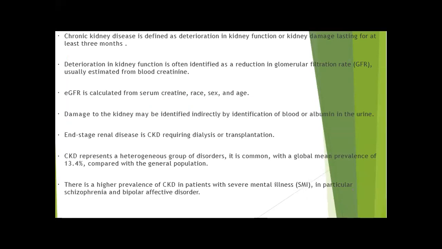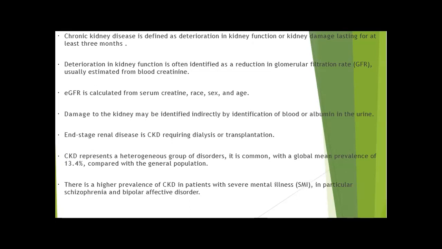Chronic kidney disease is defined as a deterioration in the kidney function or kidney damage lasting for at least 3 months. Deterioration in kidney function is often identified as a reduction of GFR, usually estimated from blood creatinine. eGFR is calculated from serum creatinine, race, sex, and age. Damage to the kidney may be identified indirectly by identification of blood or albumin in the urine. End-stage renal disease is CKD requiring dialysis or transplantation.